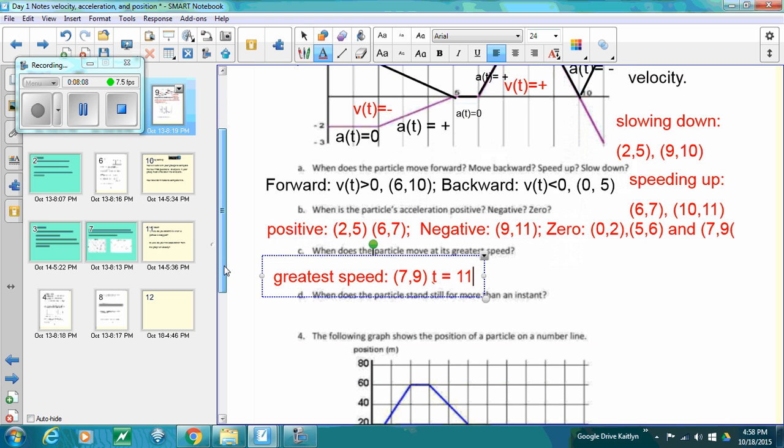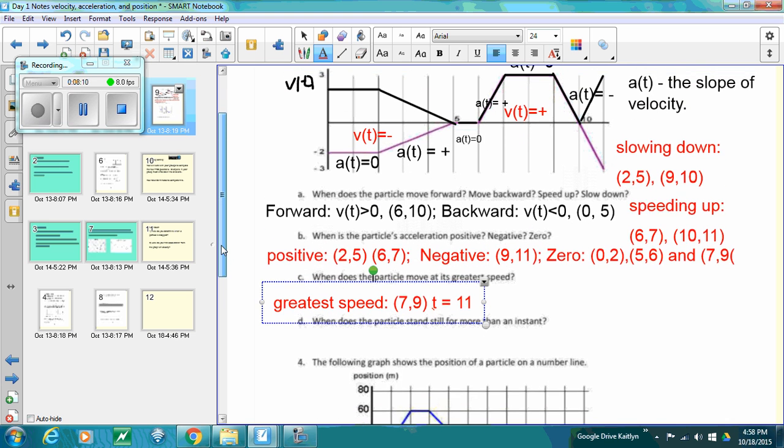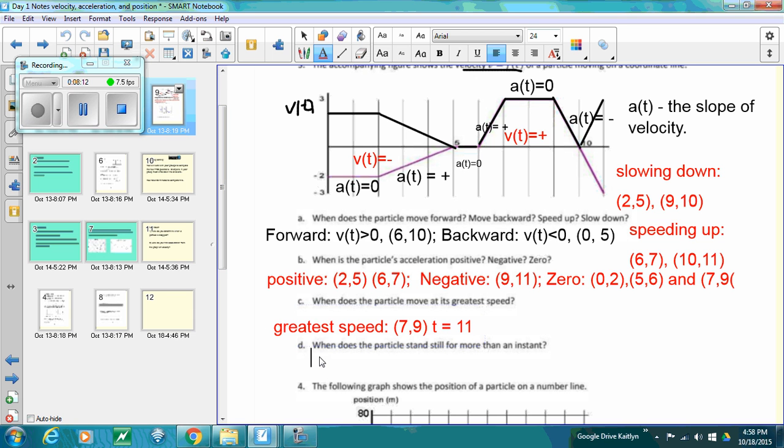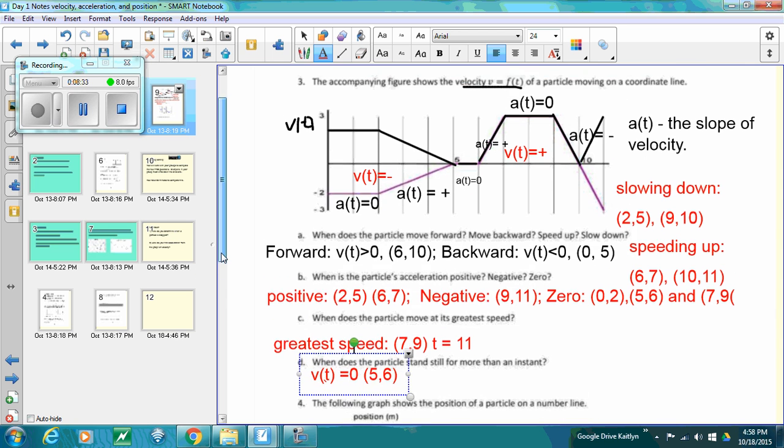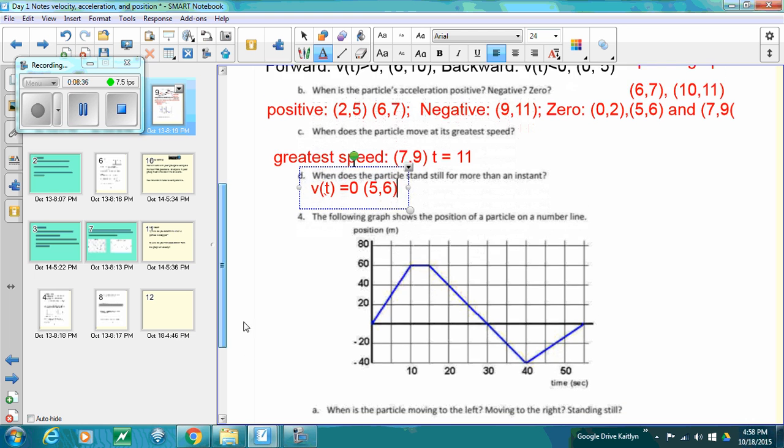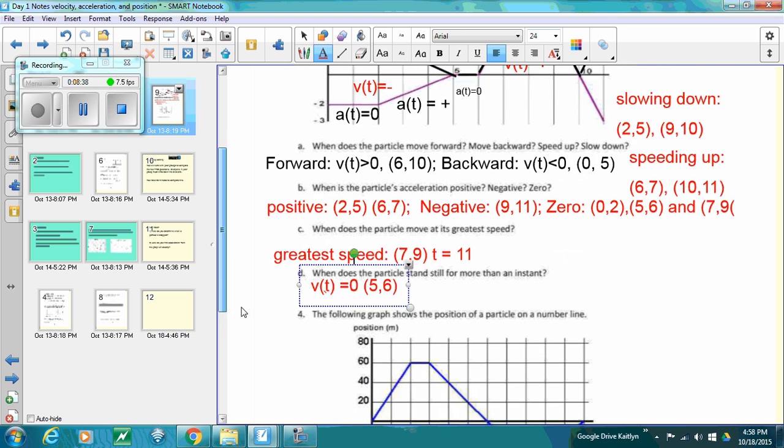Then part D says, when does the particle stand still for more than an instant? So that would mean, when is my particle stopped? And my particle is stopped whenever my velocity is 0. And that occurs when we look here, when my y value is 0. So that would be from 5 to 6. And it said more than an instant, so we don't need t equals 10, because that's only 1 instant.